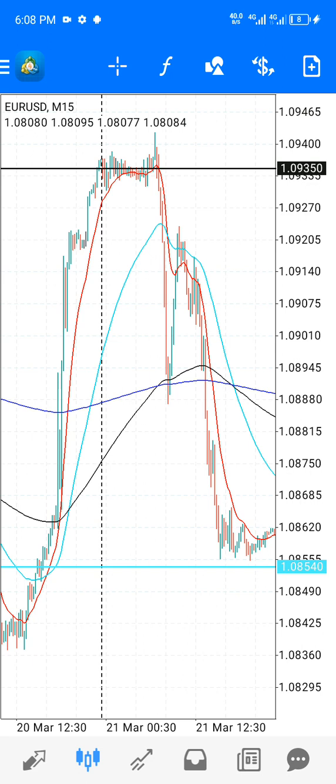So for you as a beginner, I'll advise you to start with the major pairs, then the crosses that pair with the majors.